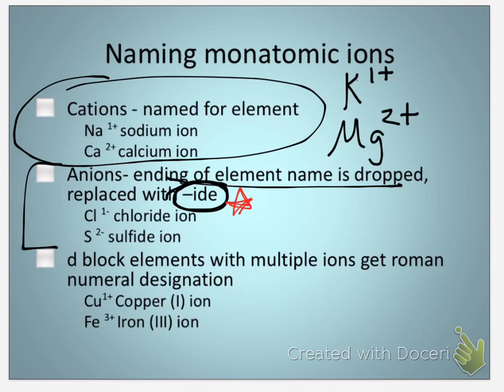So when we take a chlorine molecule and we suddenly make it Cl1-, it's no longer chlorine, it's now the chloride ion. Same with sulfur. We take a sulfur atom, we add 2 electrons, it's now a sulfide ion. So, let's practice this.